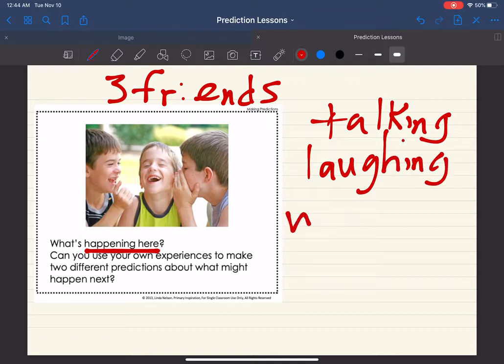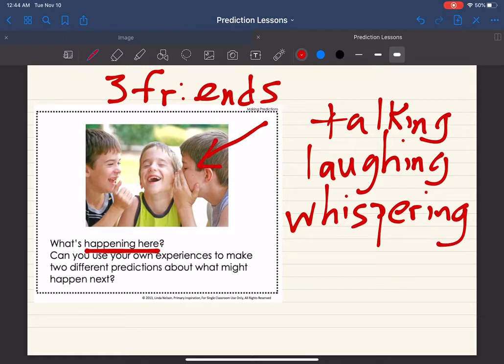I do see a little bit of whispering. And I do know that sometimes this little action of whispering could cause the other person eventually to feel frustrated and left out. But I do really see some really big happiness among all 3 boys. And so can I use my own experiences to help me make 2 different predictions?